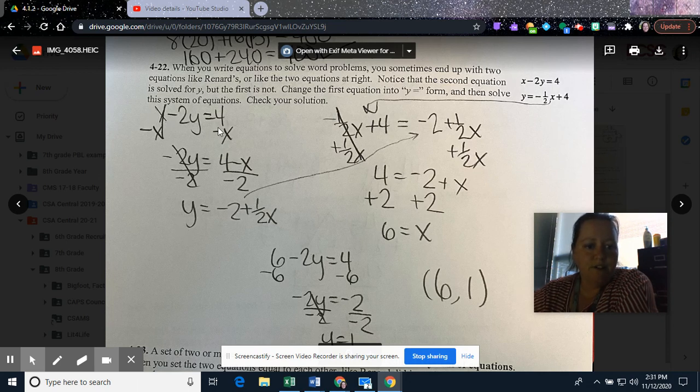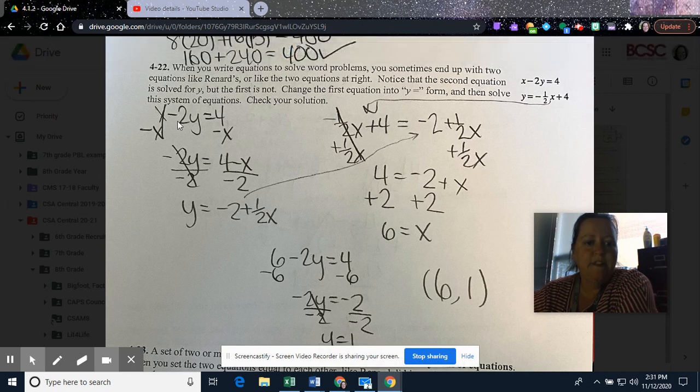To do that, first you'll subtract x from both sides. Then it's negative 2 times y, so the opposite of times is to divide. And you get y equals 4 divided by 2 is 2, and that's got a negative, so negative 2. And then here you have a negative and a negative, which will make that a positive 1/2 x.